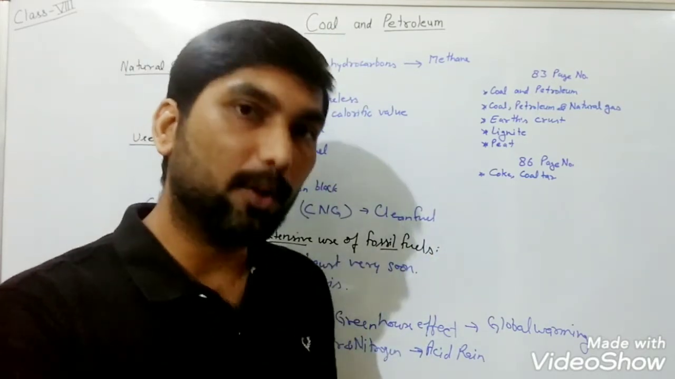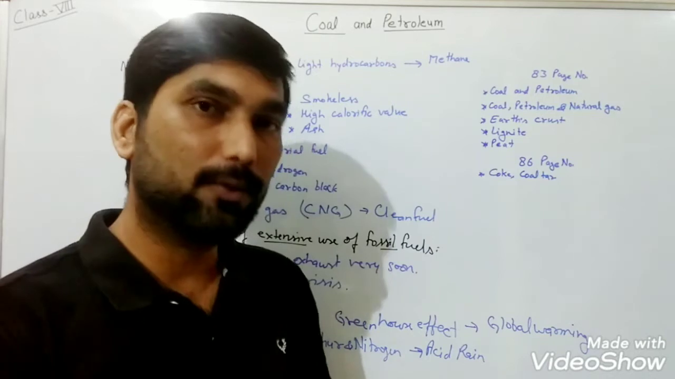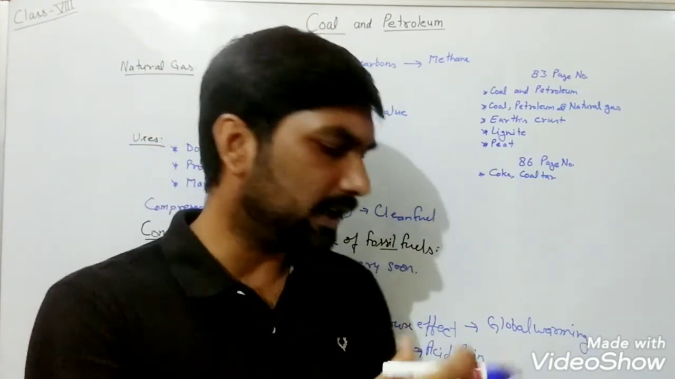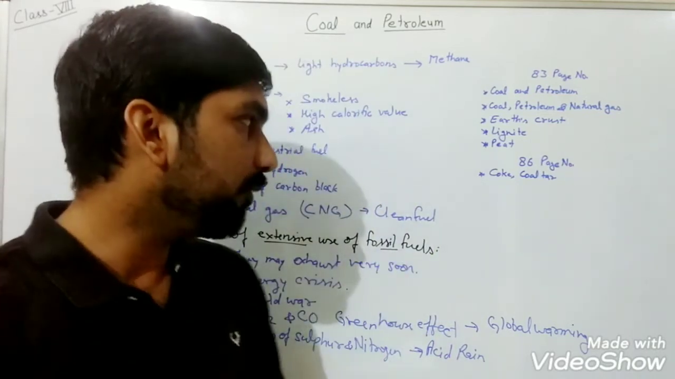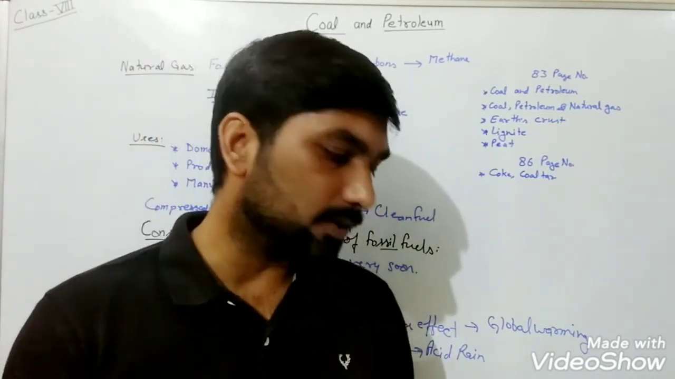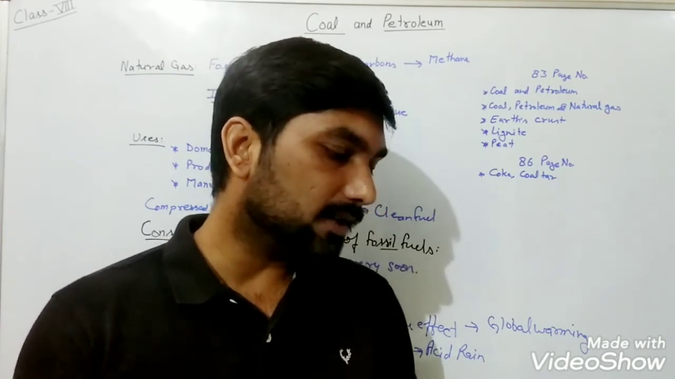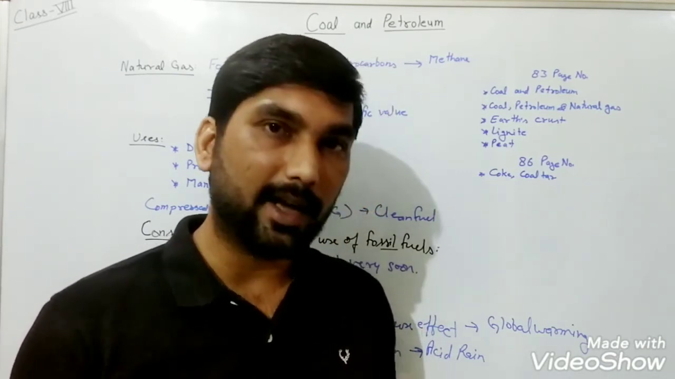These 4 products are obtained after the destructive distillation of coal, but it is asking only 2, so you have to mention any 2. You can write any 2 of the products which are obtained after the destructive distillation of coal. Now the second question is asking what are the constituents of coal gas?